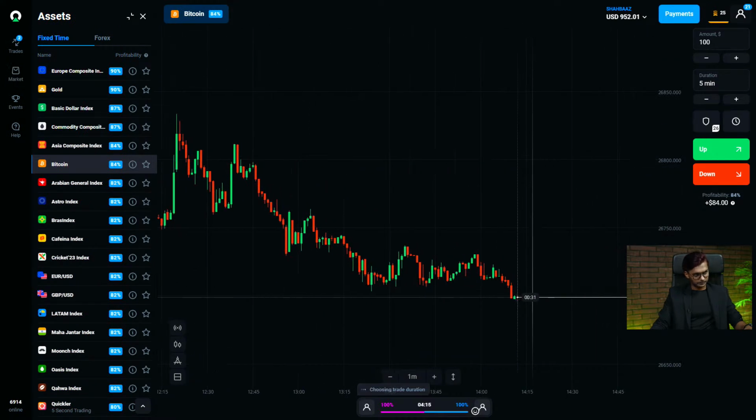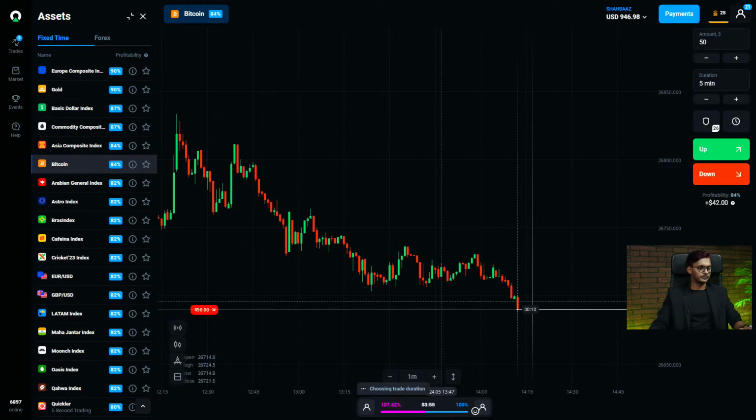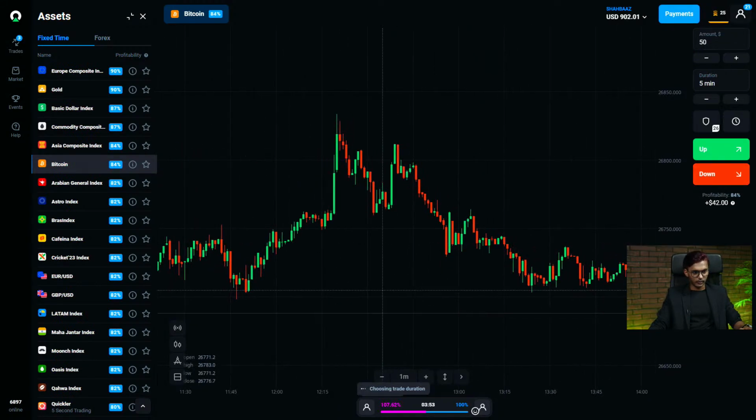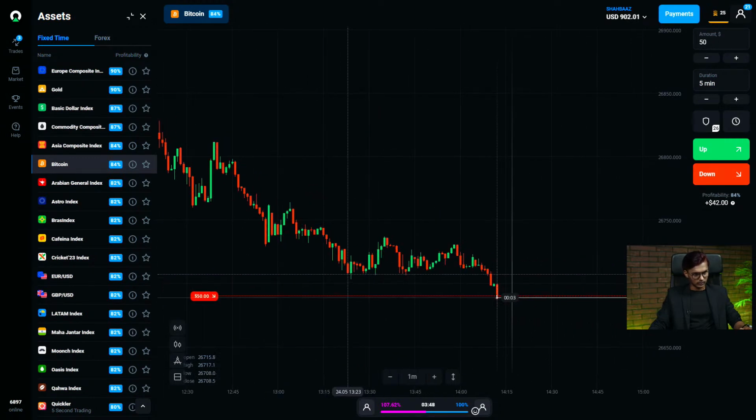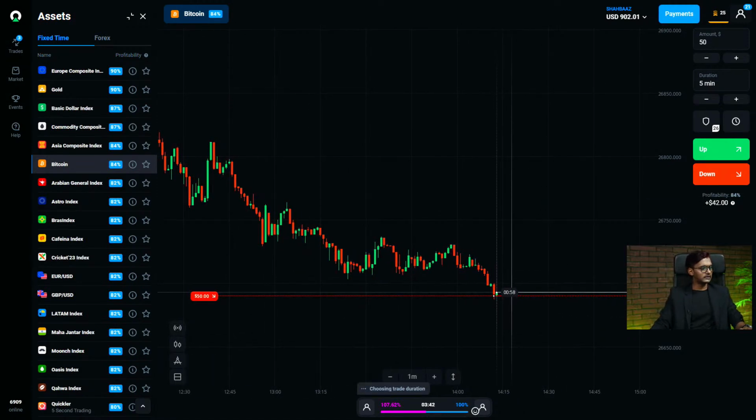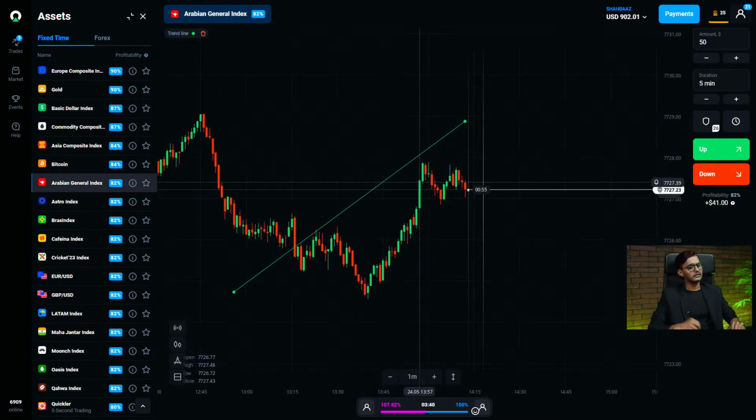All right, so you can see Bitcoin. Bitcoin has recently moved down. It has broken this resistance level, so it is a good down trade for me. I can take a 5-minute duration. I will put $50 here and a down trade, because I can see that there was an important support level which has recently been broken. So it should continue in its direction. So yeah, we have 3 trades right now. Let's see if we can find something else.